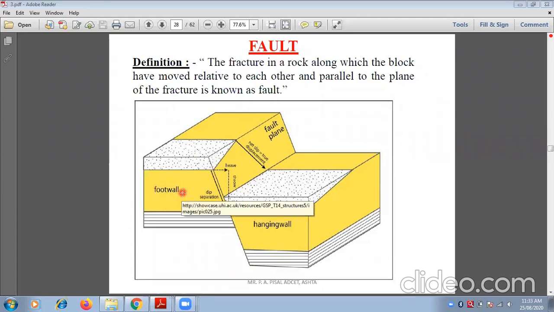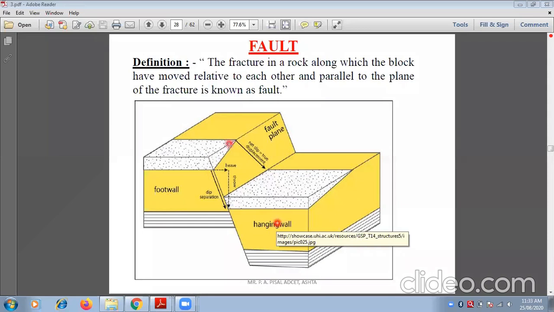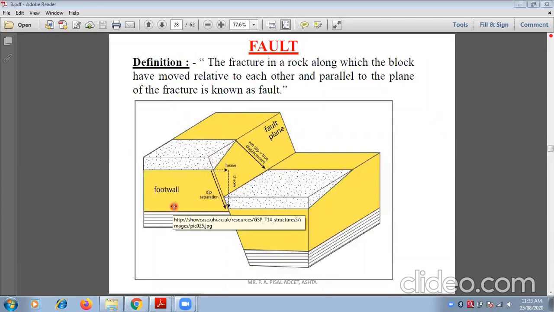So this is the simple meaning of hanging wall and footwall. Hanging wall is always resting above the fault plane and footwall is always resting below the fault plane. This is the difference between hanging wall and footwall.